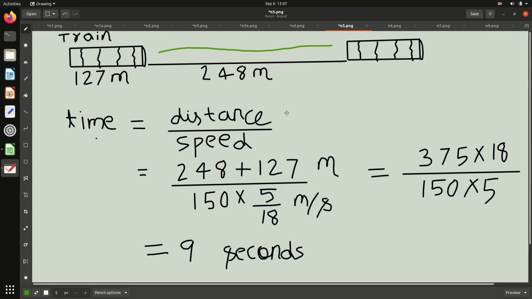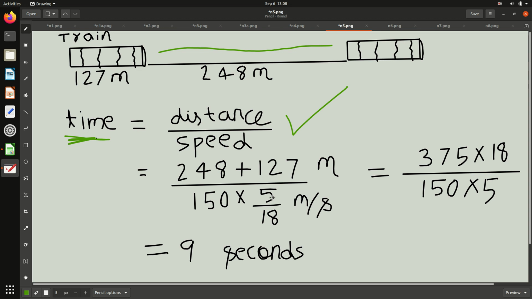So very simple. In time and distance there is just one formula. Just remember this. Time equals distance by speed, or distance equals speed into time. Anything you can remember. Okay. So we have to find the time, in how many seconds this train will pass through this station completely. So we have to find time, and time is nothing but distance by speed. Distance is given, speed is given, put it here, we will get the answer.